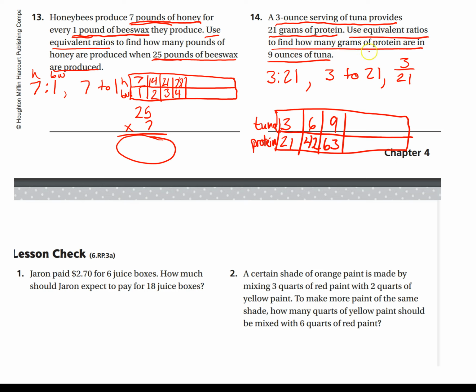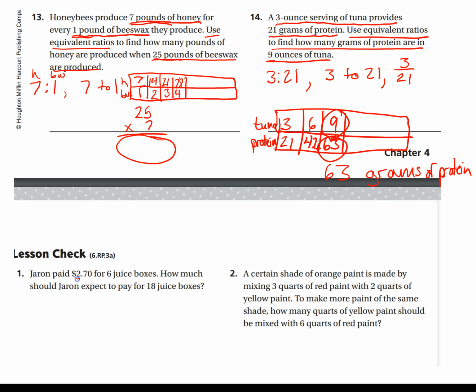And the question was, how many grams of protein are in 9 ounces? So here's my 9 ounces, and there's my answer, 63 grams of protein. So you can see we can always make a chart to help us solve these equivalent ratio problems. That's one strategy you can use.